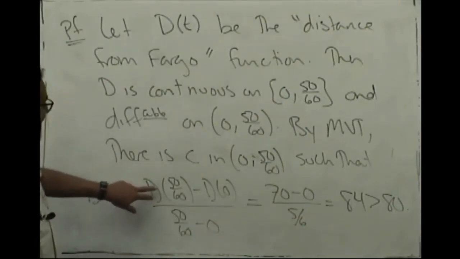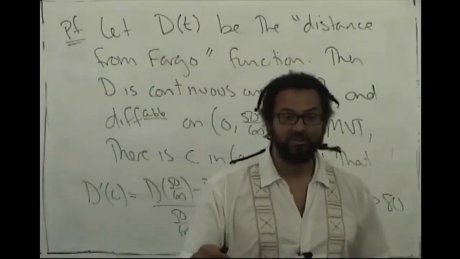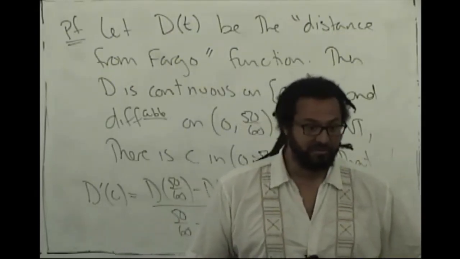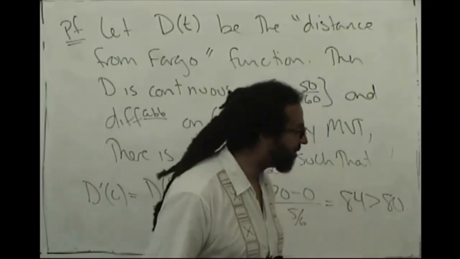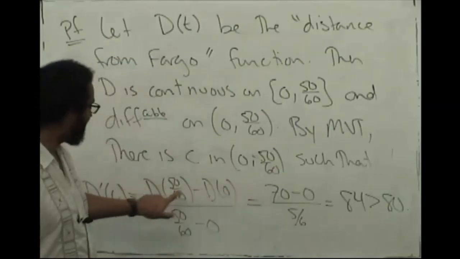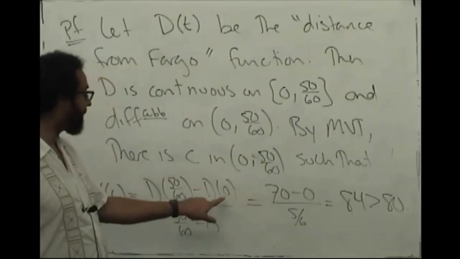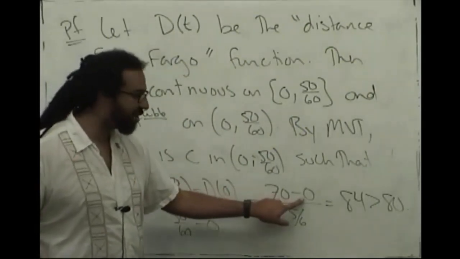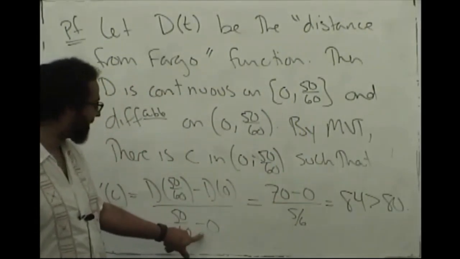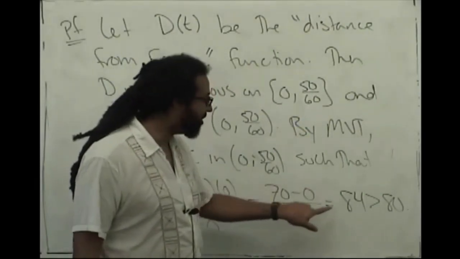But what is d of 50 over 60? In other words, where am I 50 minutes from the start of my journey? Well, I'm in Grand Forks 50 minutes from the start of the journey. And so how far is Grand Forks from Fargo? Well, it's 70 miles, right? So at the end of my journey, I am 70 miles away from Fargo. At the beginning of my journey, I am 0 miles away from Fargo. And so we divide by 50 over 60 minus 0, that's just dividing by 5 over 6. So you work this out and you get 84.